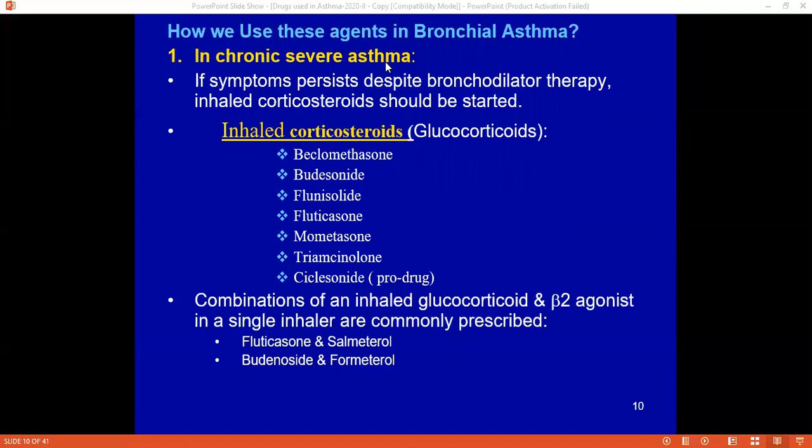In chronic bronchial asthma, if symptoms persist despite bronchodilator therapy, inhaled corticosteroids should be started. These are all inhaled glucocorticosteroids. Combinations of inhaled glucocorticosteroids with a beta-2 agonist in a single inhaler are commonly prescribed, like the fluticasone and salmeterol combination, and budesonide and formoterol. Salmeterol and formoterol are long-acting beta-2 agonists, and the others are the inhaled corticosteroids. They are combined in a canister and can be inhaled morning and evening. They have a long duration of action, and they prevent the persistence of bronchial asthma.